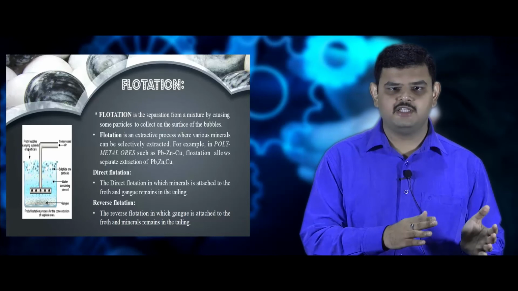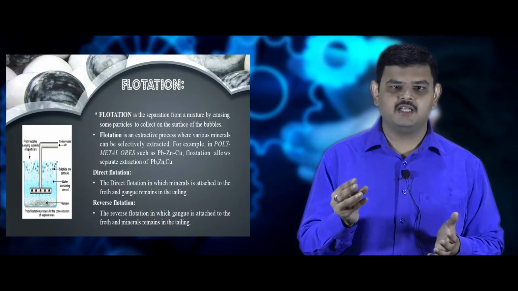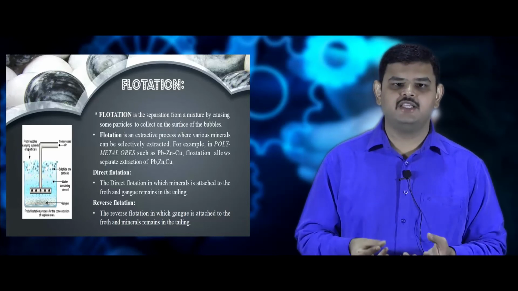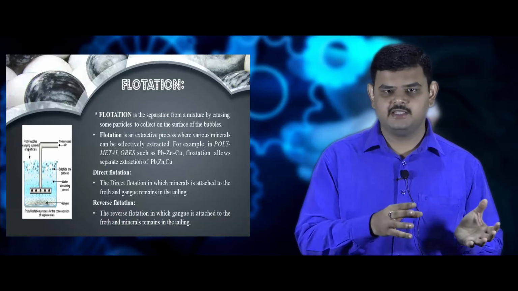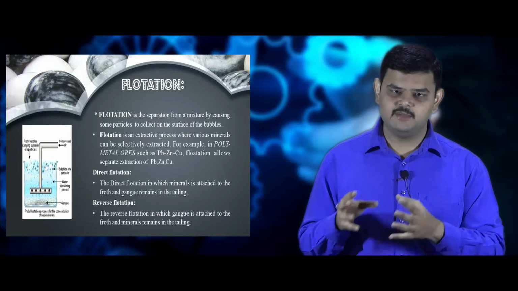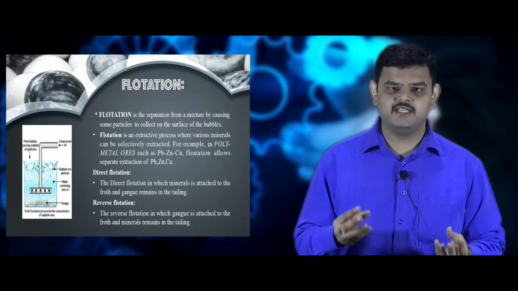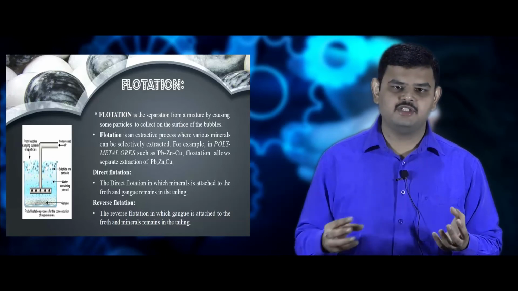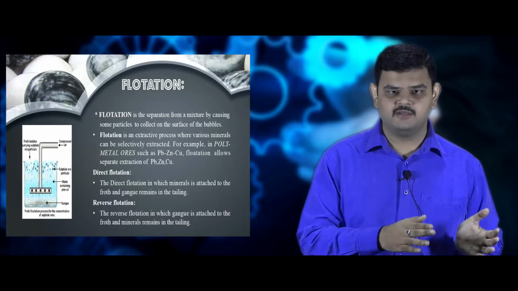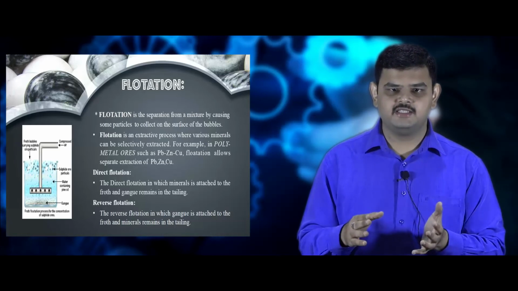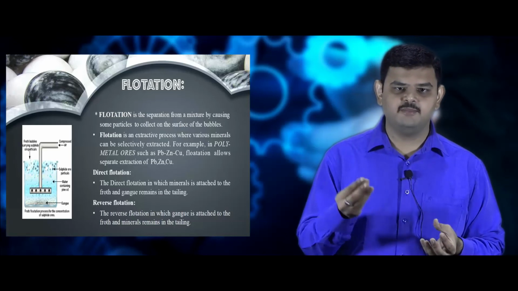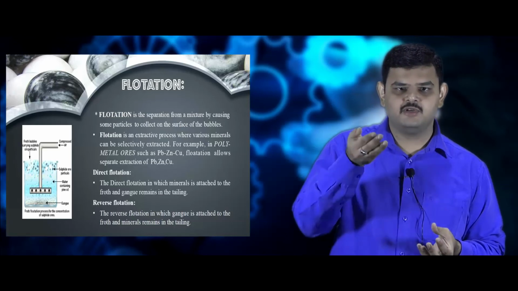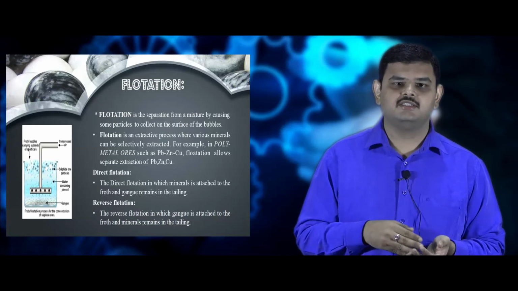In the direct flotation process, the ores stick to the air bubbles and come towards the top, and the other particles such as the gangue and other impurity particles will settle in the tailings and can be removed separately. In the reverse flotation process, the tailing contains the metallic nodules. The gangue or impurity particles will go towards the top and settle at the surface.